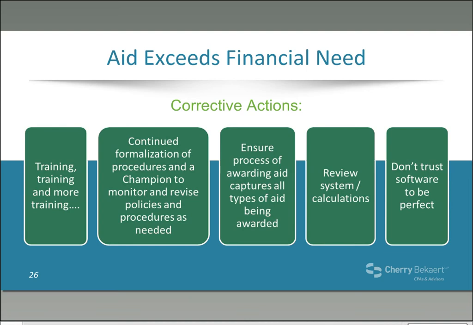There's a lot of diversity in the students entering college right now, which creates a lot more complexity for financial award packages. Review your systems and calculations, and don't always trust your software to be perfect. This can sometimes come down to how things are set up in the software program. If aid is not identified correctly within the software, it's not going to calculate correctly when deducting from the financial need and awarding programs.